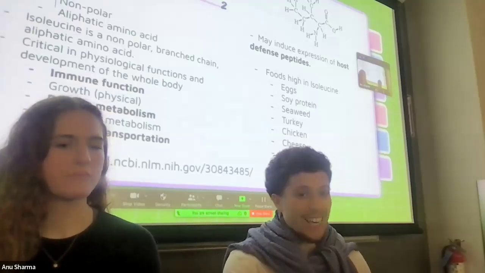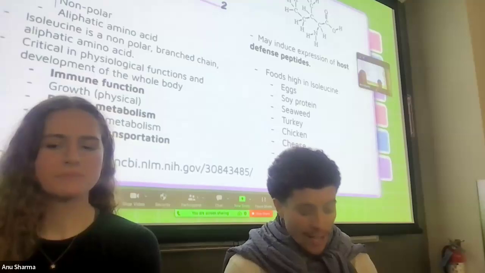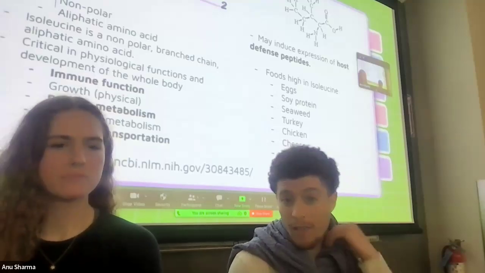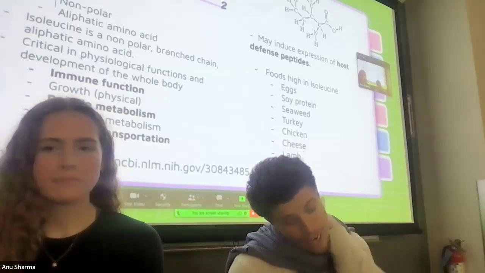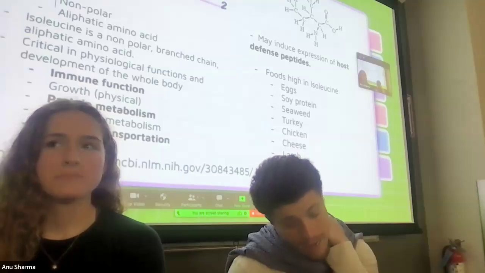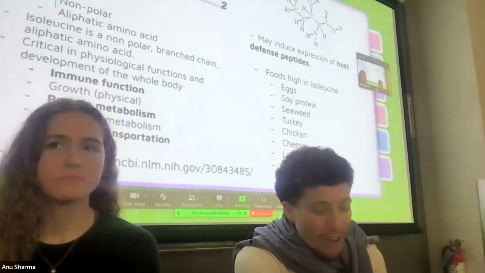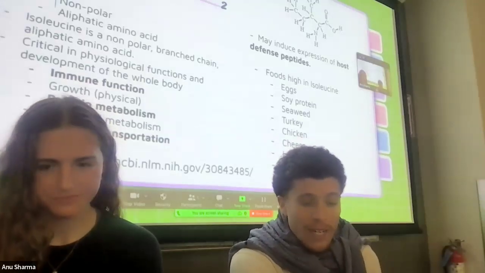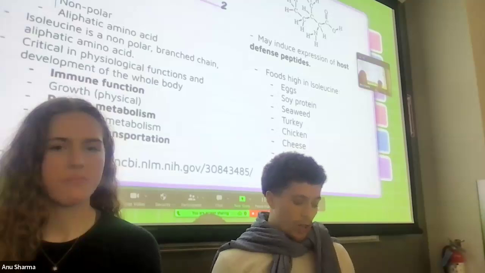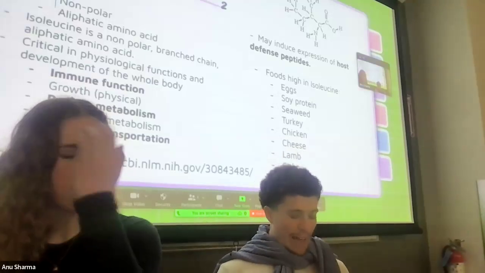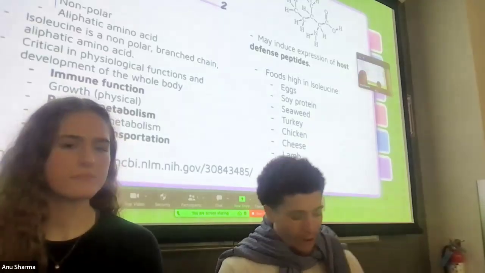So first things first, with isoleucine, we can see the formula is C6H13NO2. It has a molar mass of 131.17 grams per mole. Its density is 1.207 grams per cubic centimeter at 20 degrees Celsius. Its boiling point is 438.4 degrees Fahrenheit, and its melting point is 285.5 degrees Celsius. It's a nonpolar, uncharged branched chain aliphatic amino acid.